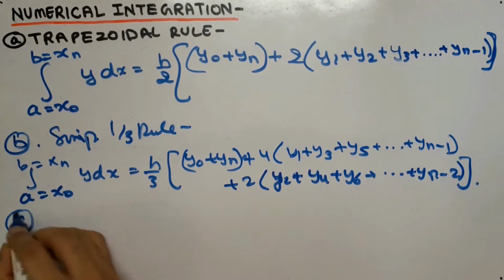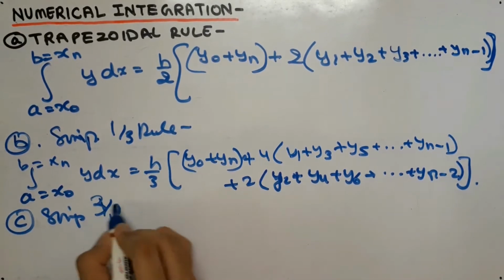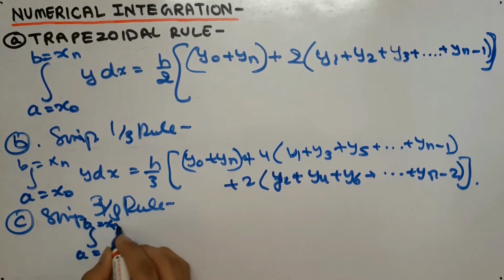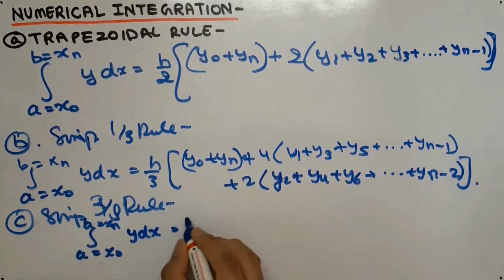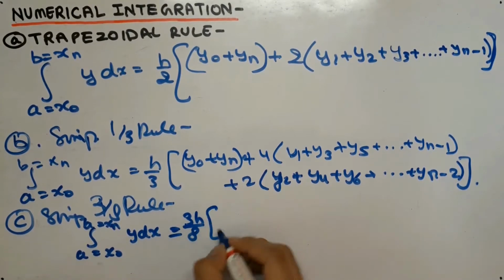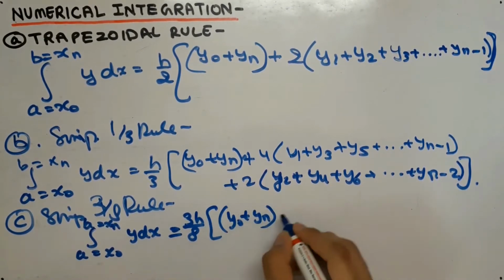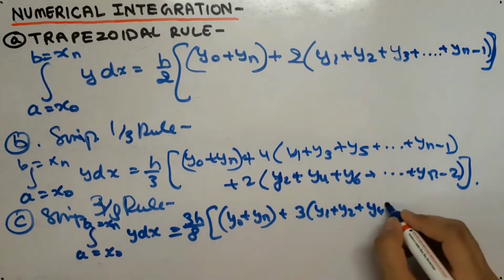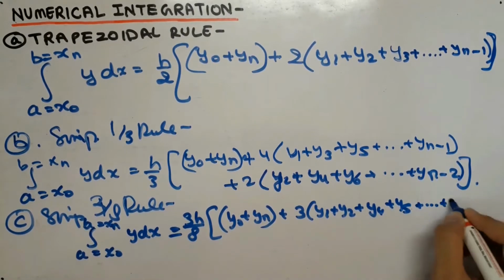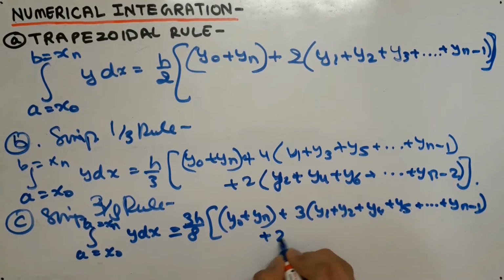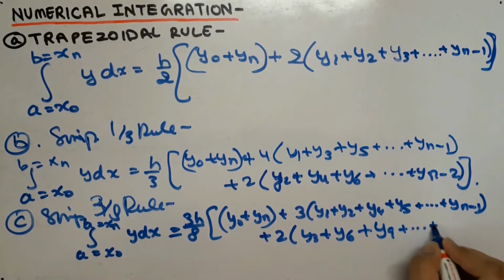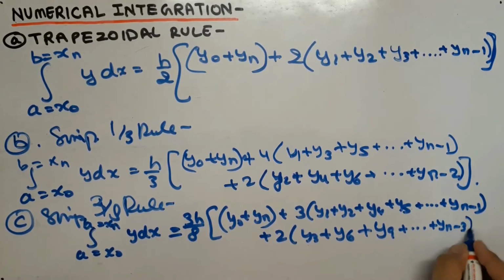Now similarly, we have the formula for Simpson's 3/8 rule. That is, integral from a equal to x naught to b equal to xn of y dx equals 3h by 8, y naught plus yn plus 3 into y1 plus y2 plus y4 plus y5 till yn minus 1, plus 2 into y3 plus y6 plus y9 until yn minus 3.